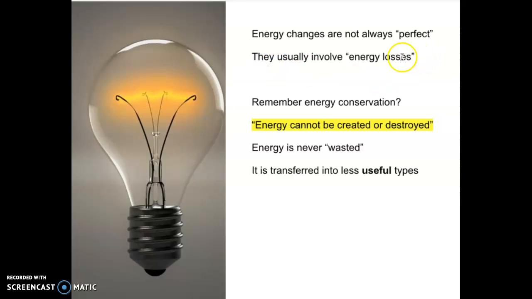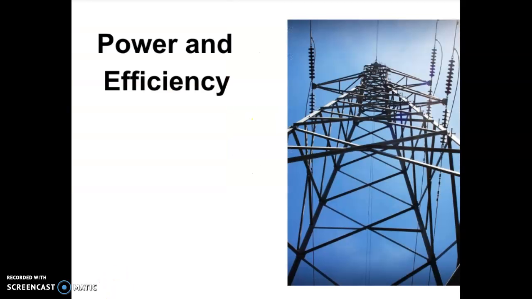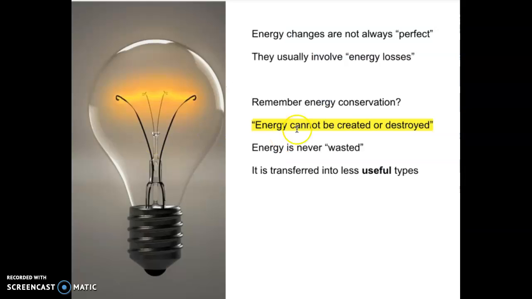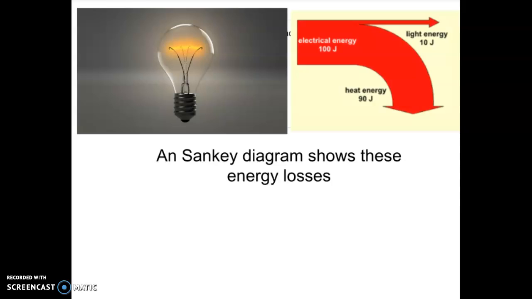But this idea of an energy lost goes against energy conservation, right? So energy cannot be created or destroyed. That was the rule that we learned about in the first lesson. So what was actually happening to this energy lost? It's actually being transferred into less useful types. Energy is always conserved.